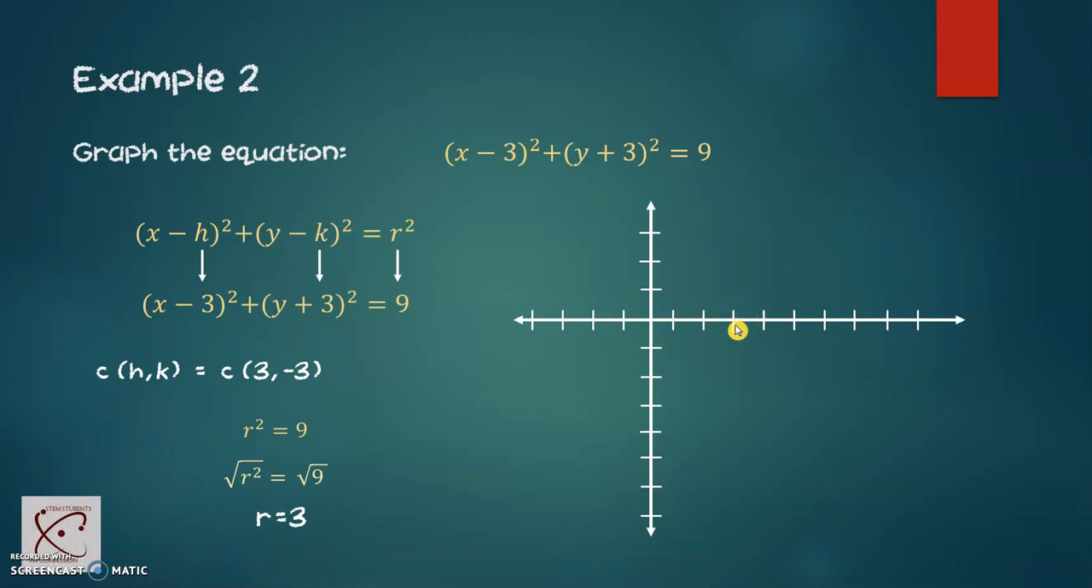And then, our y is negative 3, 1, 2, 3. So, here is our center. Then we count 3 units to the right from our center. So, 1, 2, 3. And then, on the left, 1, 2, 3. And then, at the top, 1, 2, 3. At the bottom, 1, 2, 3. So, we connect our 4 points. And then, we now have a circle.